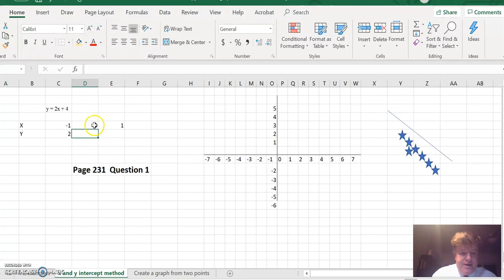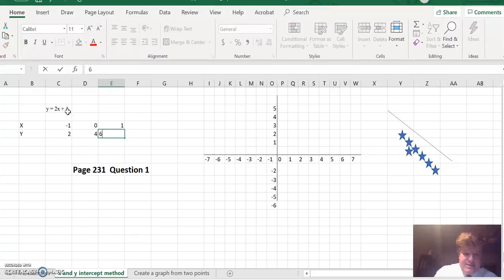Now we substitute in where x equals 0. We say 2 times 0 is 0, y equals 4. And our third point, we say x equals 1. So 2 times 1 is 2, plus 4 is 6. So let's have a look at these points.